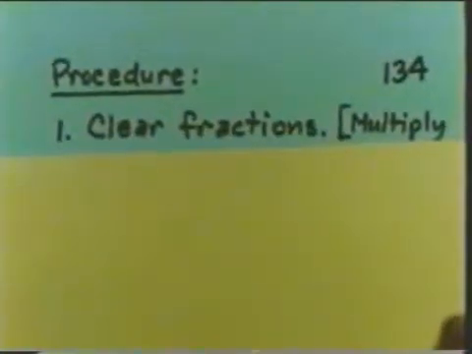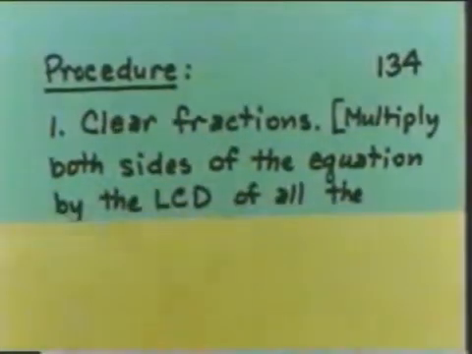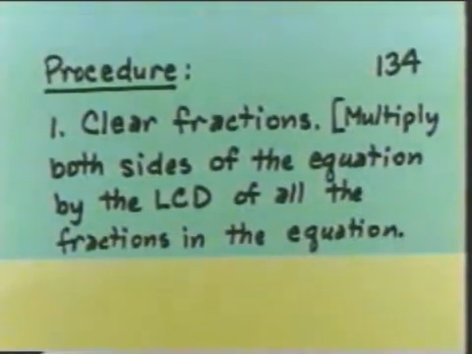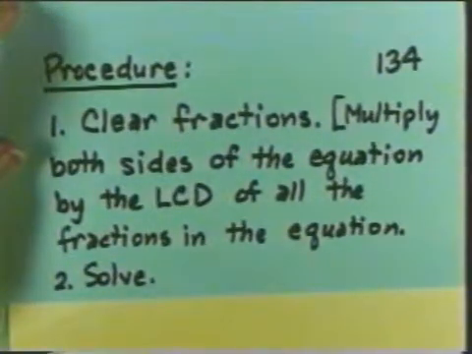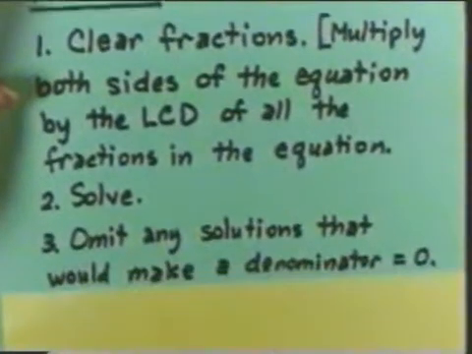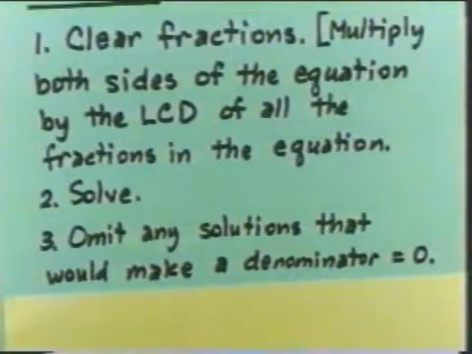Our procedure is, first, clear fractions. To clear fractions, we multiply both sides of the equation by the least common denominator of all the fractions in the equation. Second, we solve the equation. And finally, we omit any solutions that would make a denominator equal to 0. Let's look at some examples.